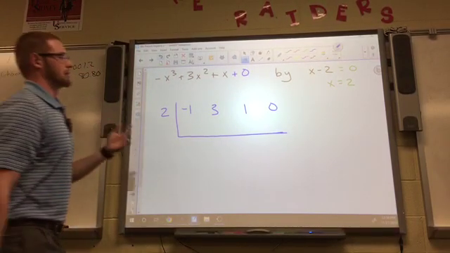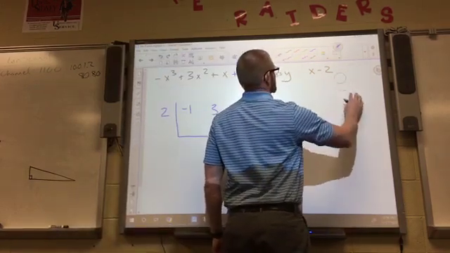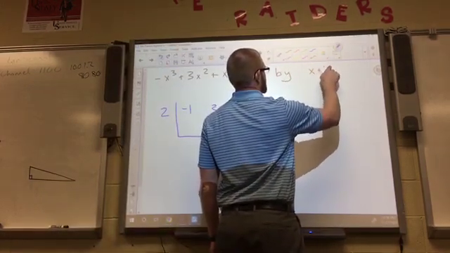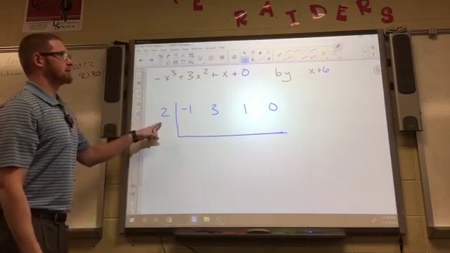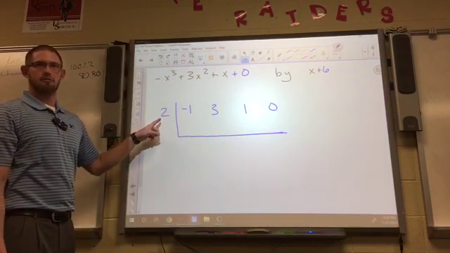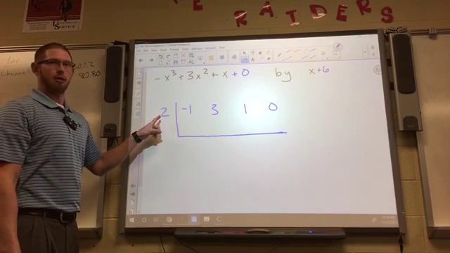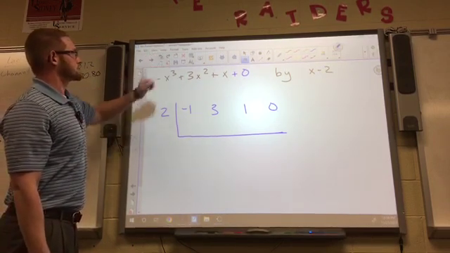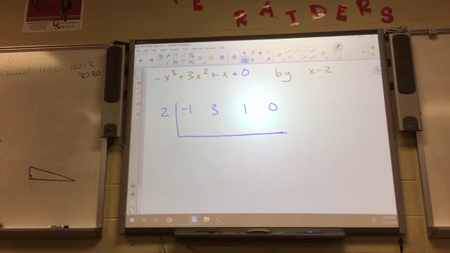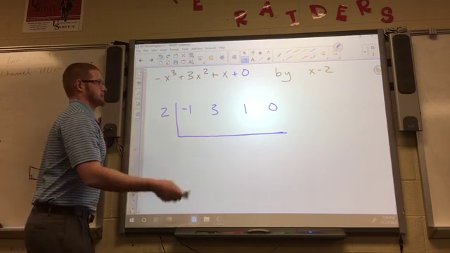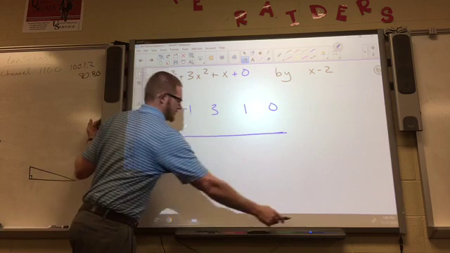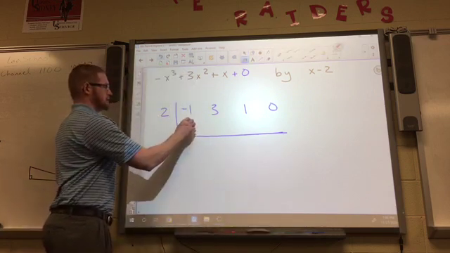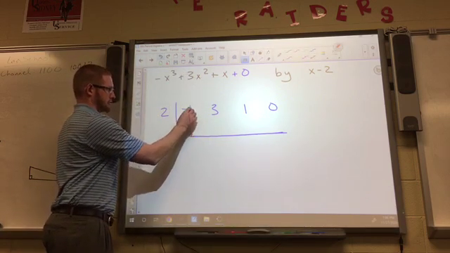Let's say they gave me x plus 6. What would go out here? Negative 6. Does everybody get where we're going with that? We're good there? Alright, so I have my 2 there. This next is just a pattern that we have to go through, and you're going to get really good at it. You're going to go through it quick eventually. The first thing you need to do is bring your negative 1 all the way down.